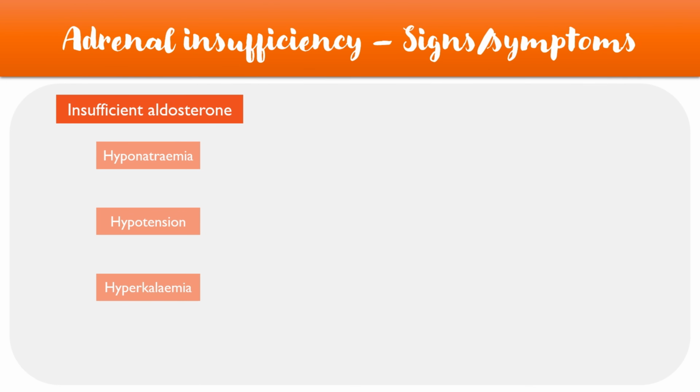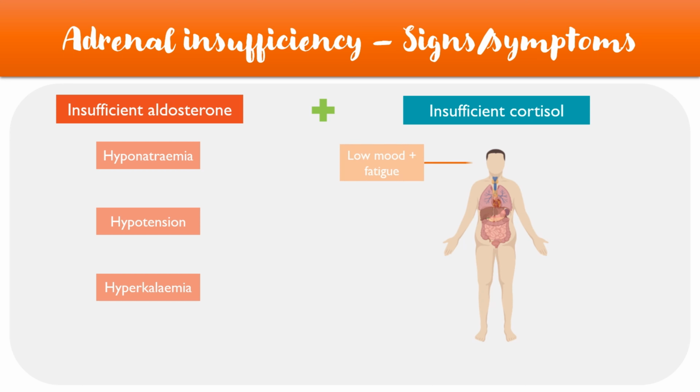As well as this triad, adrenal insufficiency involves reduced levels of cortisol as well as reduced aldosterone, which can result in an array of other symptoms. For example, there could be low mood and fatigue, as well as dizziness and fainting, related to the hypotension or to reduced cortisol levels. There could also be loss of appetite and weight loss as a result of this too.